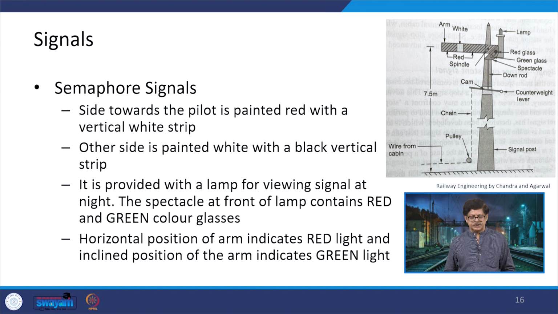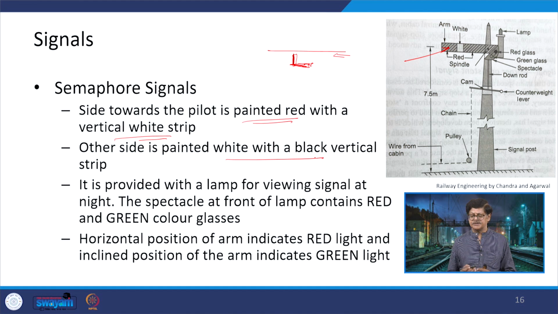Now, this semaphore signal, the side towards the pilot, that means if I am coming from this direction and the semaphore signal post is provided here and it has an arm which is projecting towards this direction. This arm, if it is visible to the loco pilot coming from this side, is painted red with a vertical white strip, whereas on the other side it is painted white with a black vertical strip.